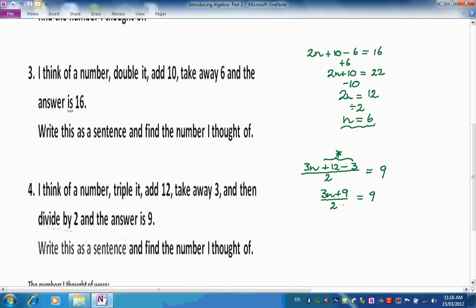Now the last thing that was done was division by 2, so let's reverse that back again. It's times by 2, and we'll be back at 3n plus 9 equals timesing 9 by 2 is 18. Let's go backwards further. Let's take away the 9. So we're back to triple the number. And then take it from 18. 18 take 9 is 9. Reversing the tripling by dividing by 3. N would have been 9 divided by 3, which is 3.